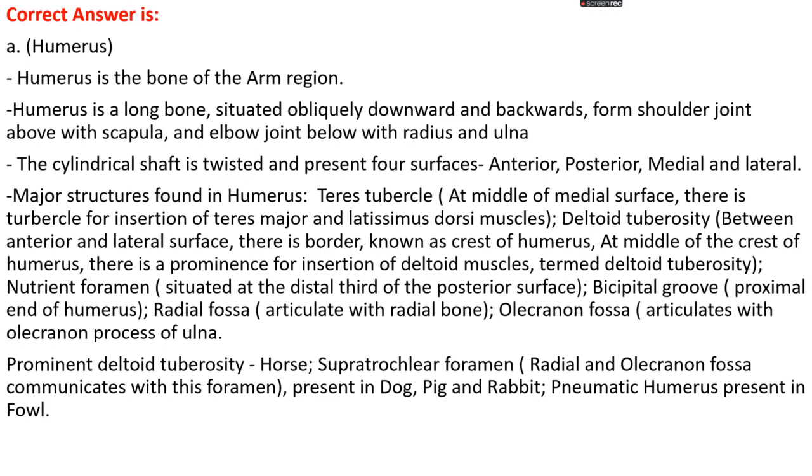Okay, and let's see the different characters in different species. Just like the prominent deltoid tuberosity found in the humerus of a horse, and there is a supratrochlear foramen which is present in dog and pig, and this supratrochlear foramen communicates the radial and the olecranon fossa. Okay, and the humerus is pneumatic in nature in case of fowl, that is, the bone marrow is replaced by air.